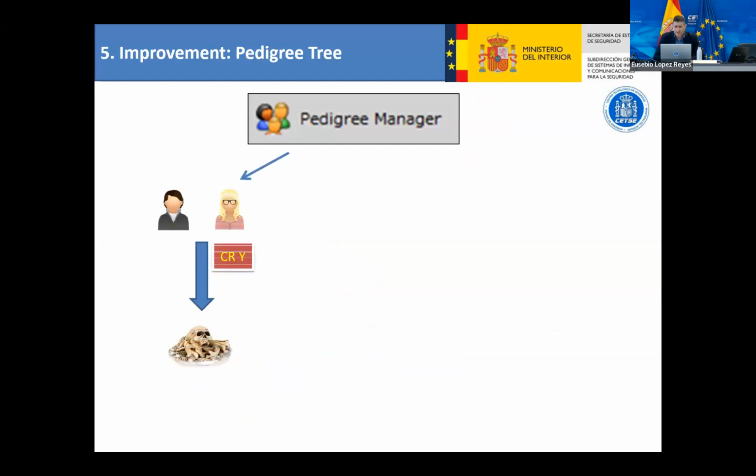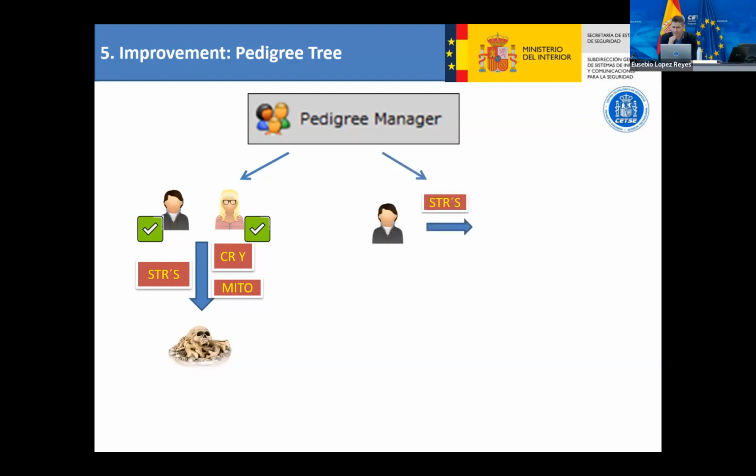What happened with the pedigree manager? Well, the pedigree manager gives us a lot of possibilities because first of all, it takes into account all the members of the family circle together: the father, the mother, the brother, the cousin, the son. At the same time, we can add other analyses, not only STR. We can use Y chromosome and mitochondrial DNA, and it reduces in an important way the number of adventitious matches.